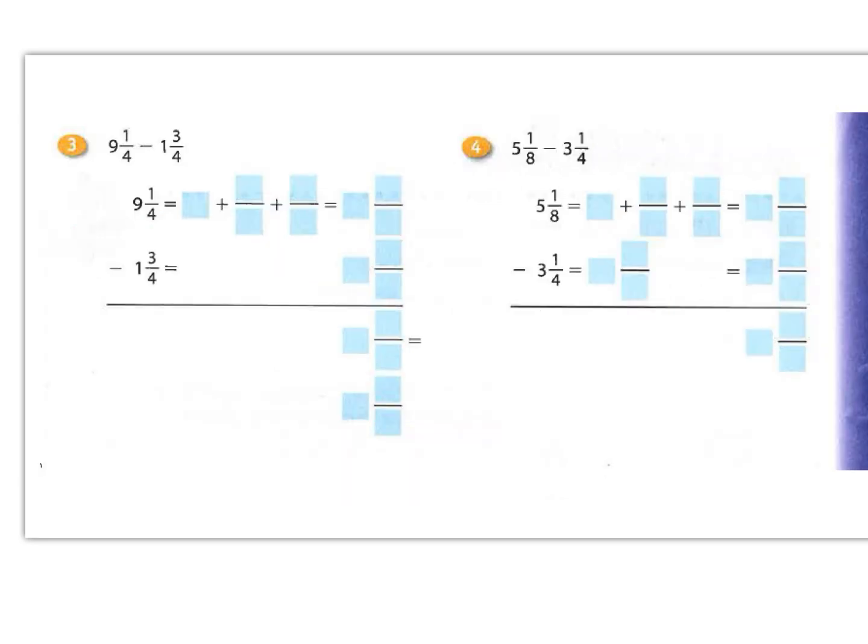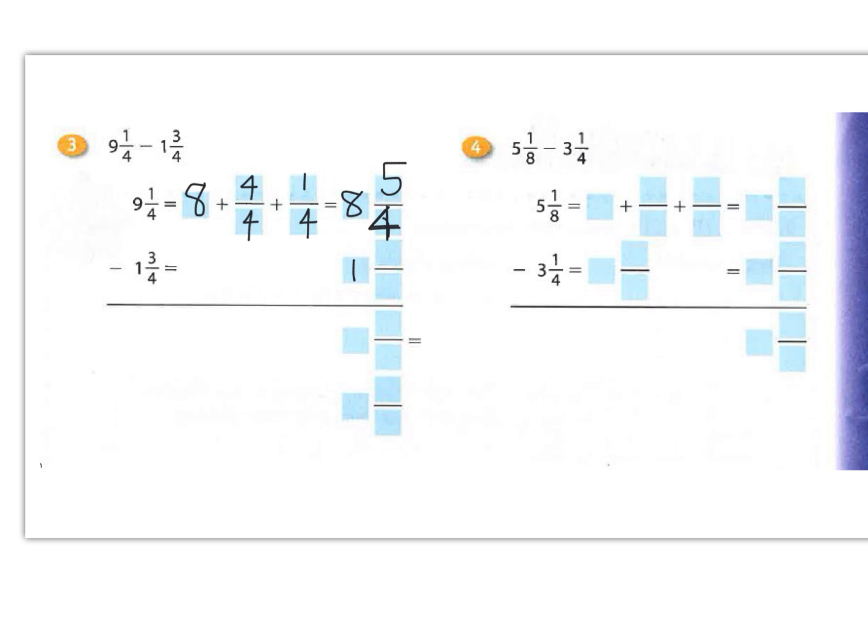Here we have 9 1/4 minus 1 3/4. Well, we got to change this a little bit, just like we did on number 2 before. So 9 1/4 is the same thing as 8 plus 4/4 plus 1/4. So now we're going to keep it as fourths. So we have 8 as the whole number. 4/4 plus 1/4 is 5/4.